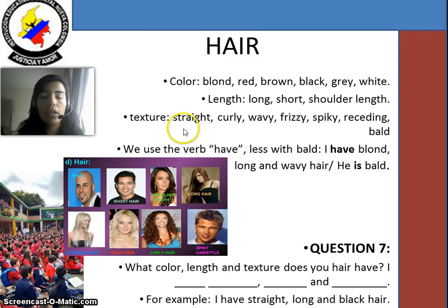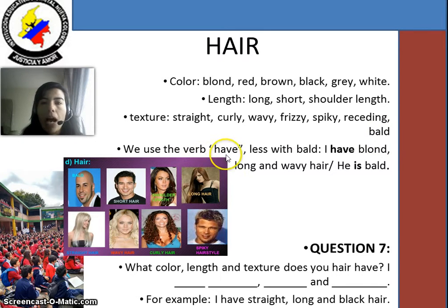La textura, entonces tenemos liso, straight, curly, que es rizado, wavy, que es en ondas, frizzy, que es totalmente rizado, like for example black people, como las personas negritas que tienen el cabello totalmente rizado, spiky, que es en puntas, receding, que es por ejemplo cuando tienen entradas, como algunos papás, y bald, que es calvo, ¿ok?